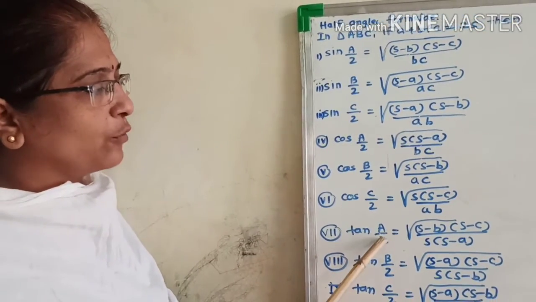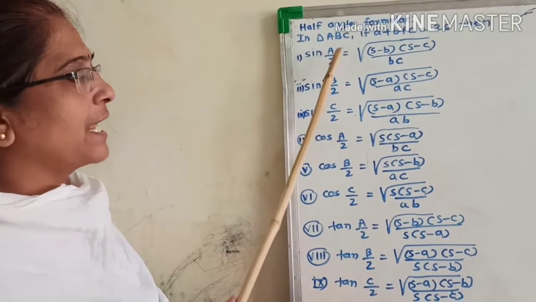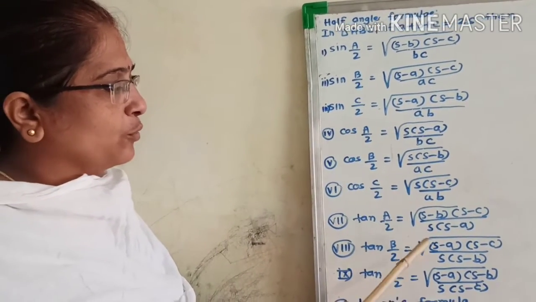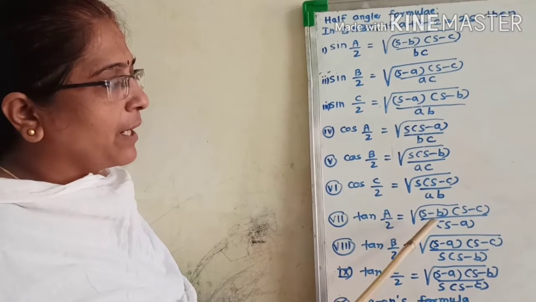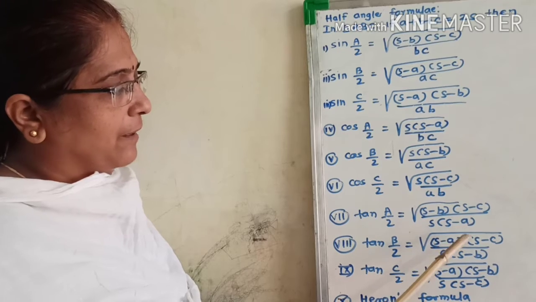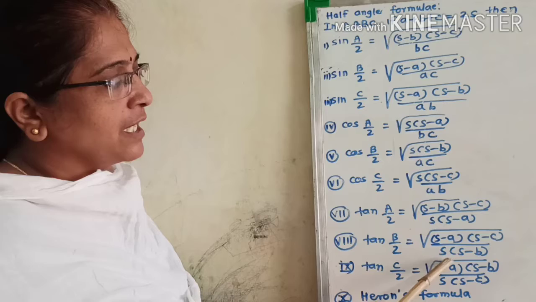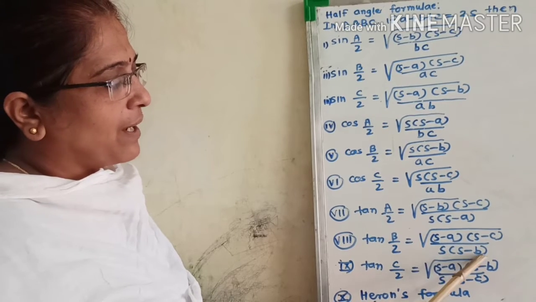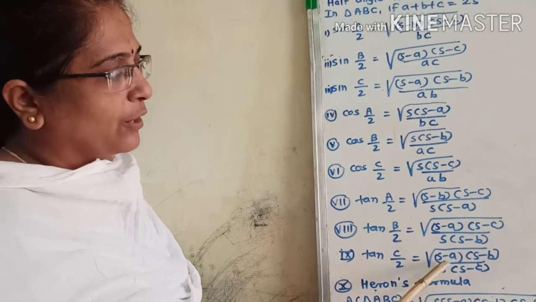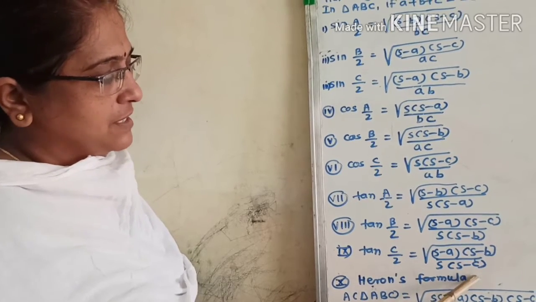Now tan A by 2, what is tan A by 2? अभी इनका रेशो साइन और कॉस का, sin A upon 2, cos A upon 2. देखो, so tan A by 2 under root (s minus b)(s minus c) upon s into (s minus a). tan B by 2 (s minus a)(s minus c) upon s into (s minus b). tan C by 2 (s minus a)(s minus b) upon s into (s minus c).